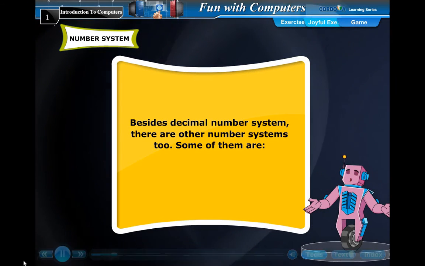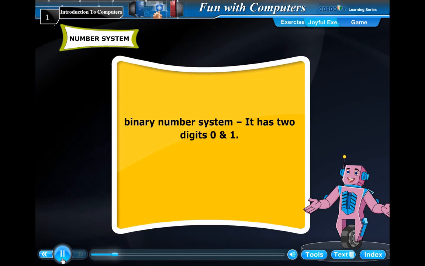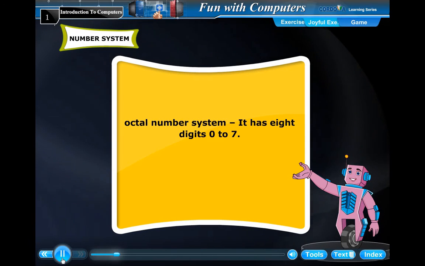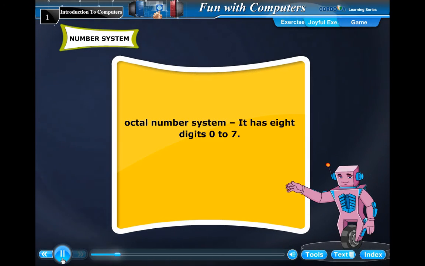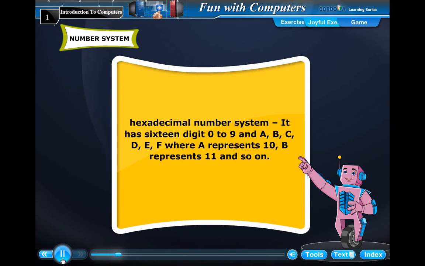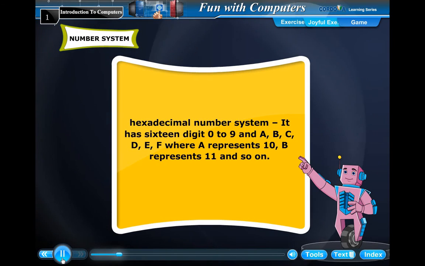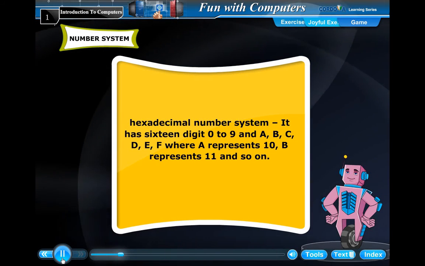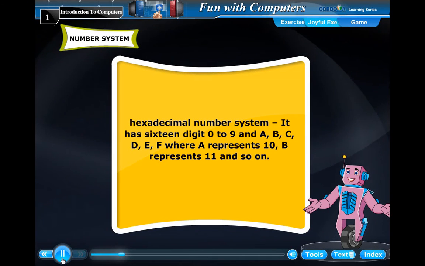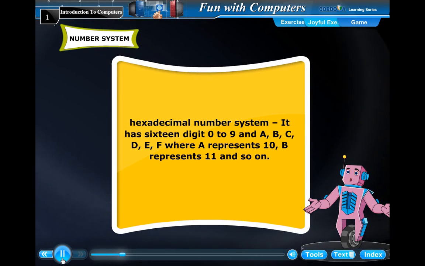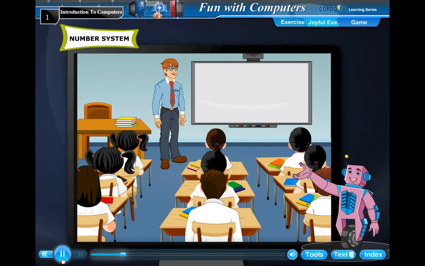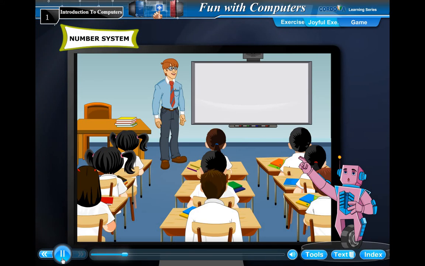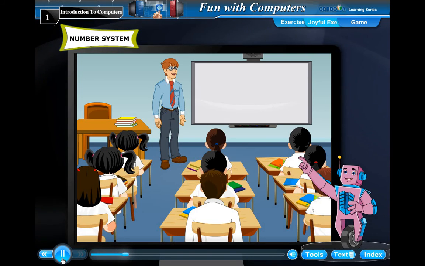Some of them are binary number system. It has 2 digits, 0 and 1. Octal number system. It has 8 digits, 0 to 7. Hexadecimal number system. It has 16 digits, 0 to 9 and A, B, C, D, E, F, where A represents 10, B represents 11 and so on. All these number systems are used in computers. Let us learn about the most commonly used number system, the binary number system.